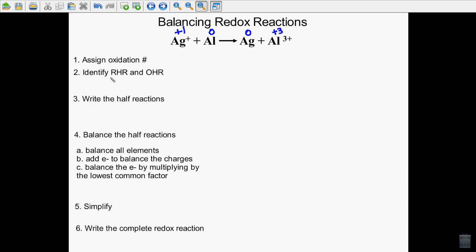So then we need to identify the reduction half reaction and the oxidation half reaction. So let's look at what happened to silver. It went from being a +1 to 0. That means it gained an electron. So if you remember OIL RIG, reduction is gain. So this was reduced. So this is our RHR. And then aluminum went from 0 to +3. That means it lost 3 electrons. So it was oxidized. So this is our OHR.